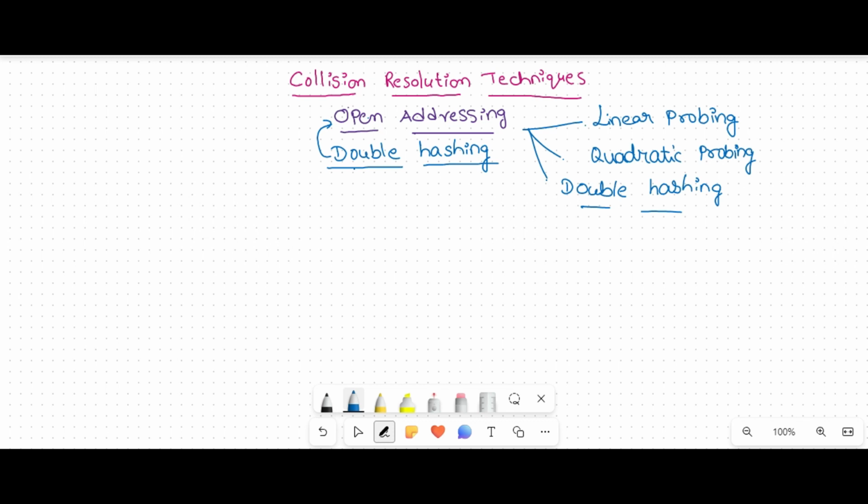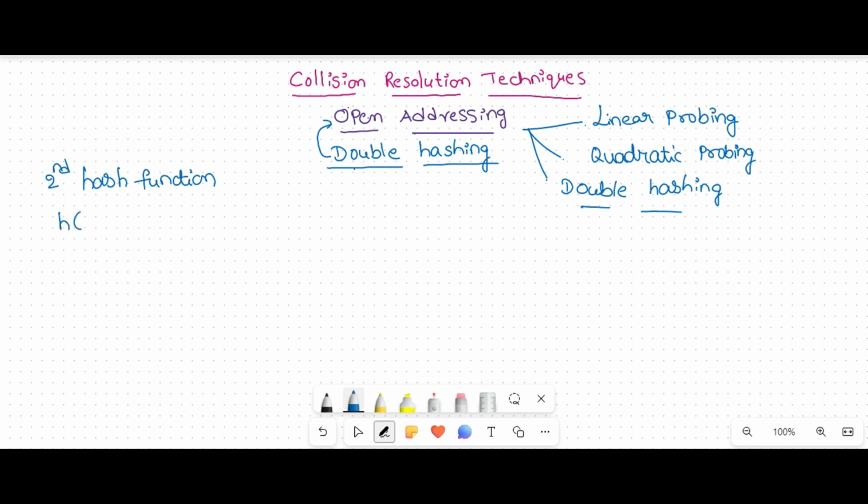Why the name double hashing? The name specifies that to hash the values, or to insert the elements, a second hash function is used. Another hash function is used in double hashing. That's why it is called double hashing.